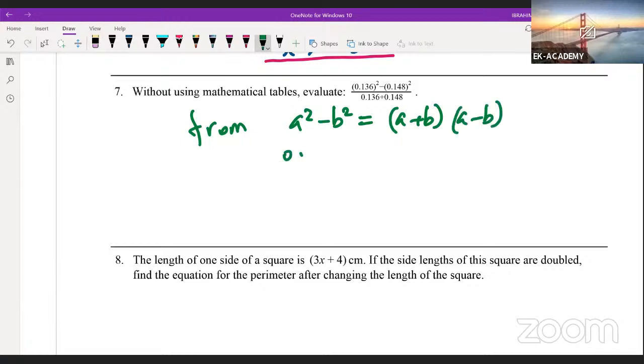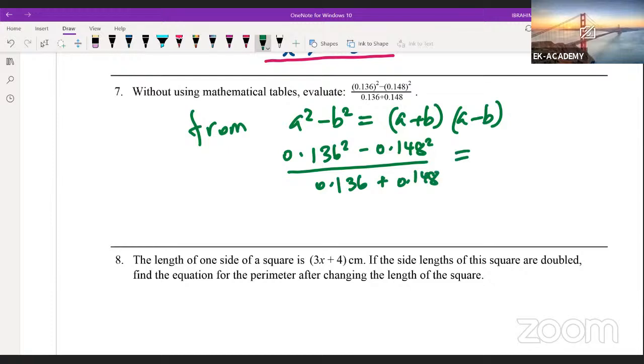So now 0.136 square minus 0.148 square over 0.136 plus 0.148. Now we are going to factorize the numerator, and the numerator now will be 0.136 plus 0.148 in the bracket, close another bracket, 0.136 minus 0.148.